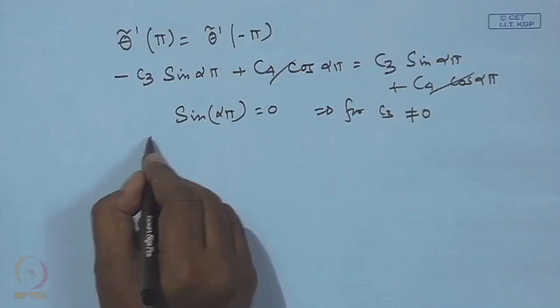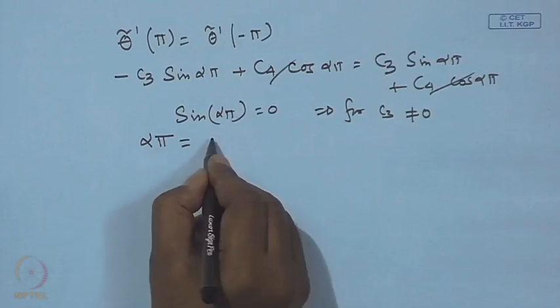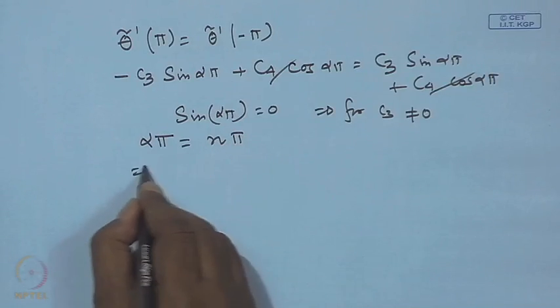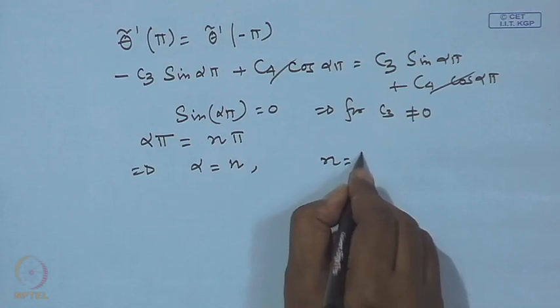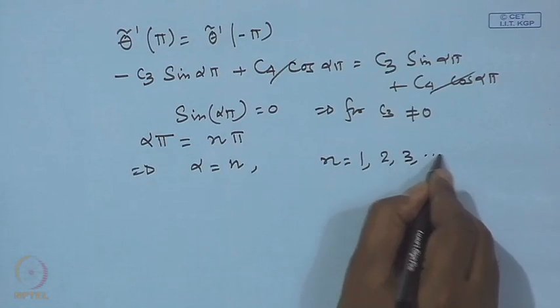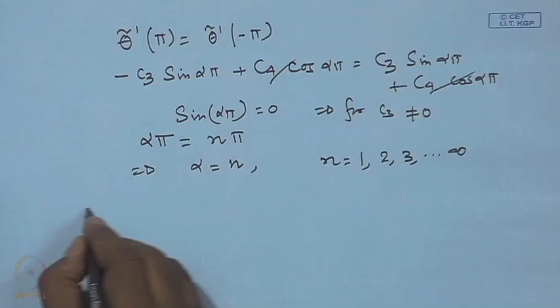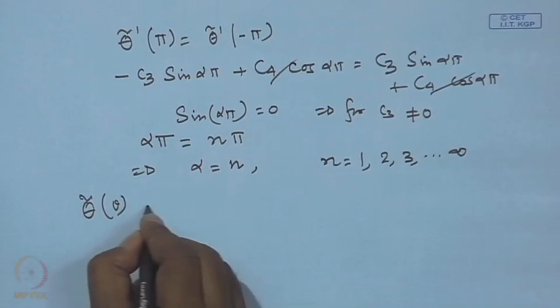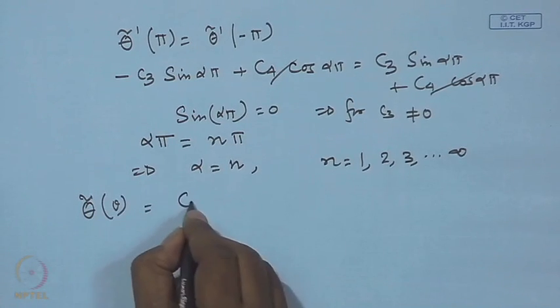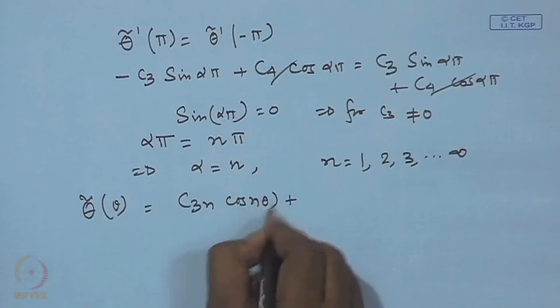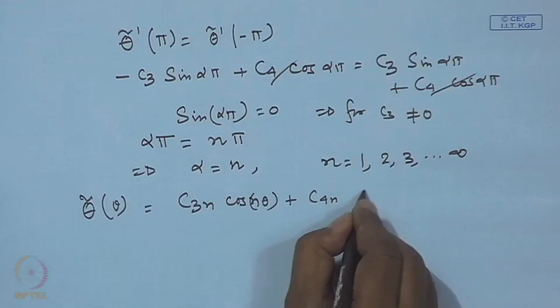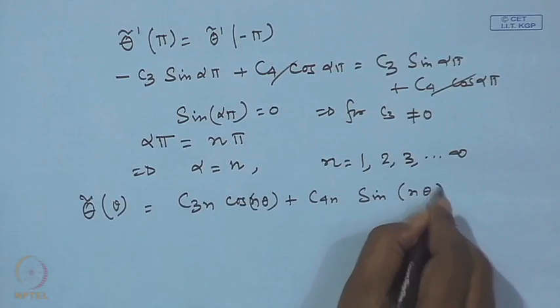Now, let us look into the general solution of this, as we have already seen earlier, alpha pi is equal to n pi. So, therefore, alpha is nothing but n, where the index n runs from 1, 2, 3 up to infinity. So, let us write down the eigenfunction in this case: C3n cosine n theta plus C4n sine n theta.